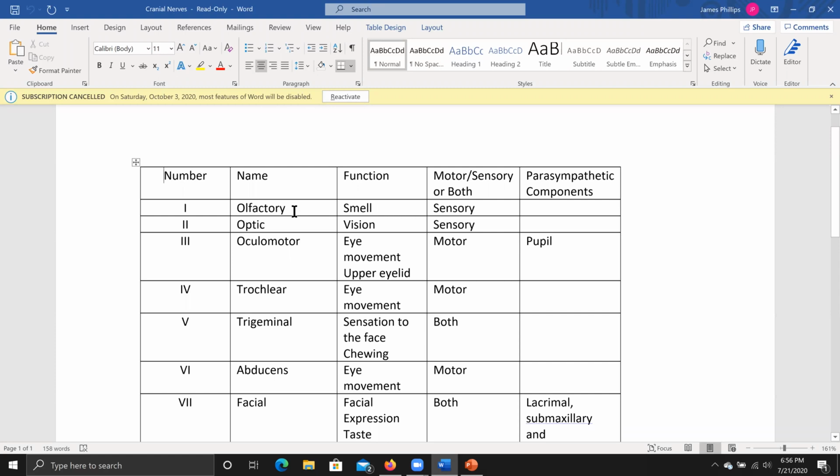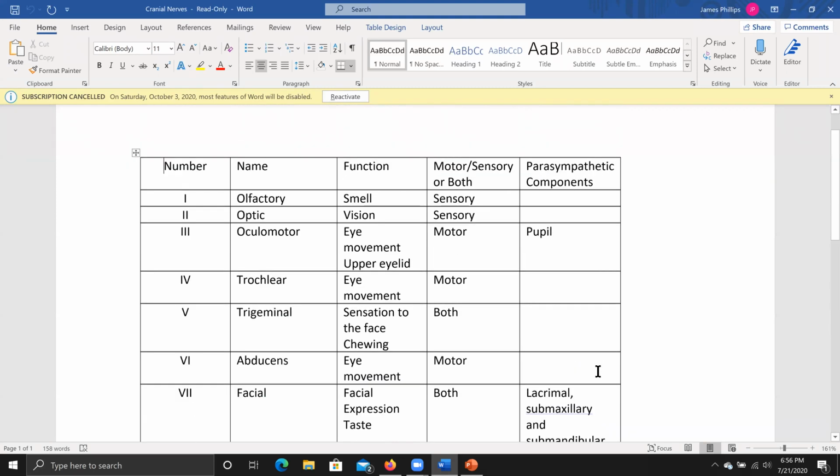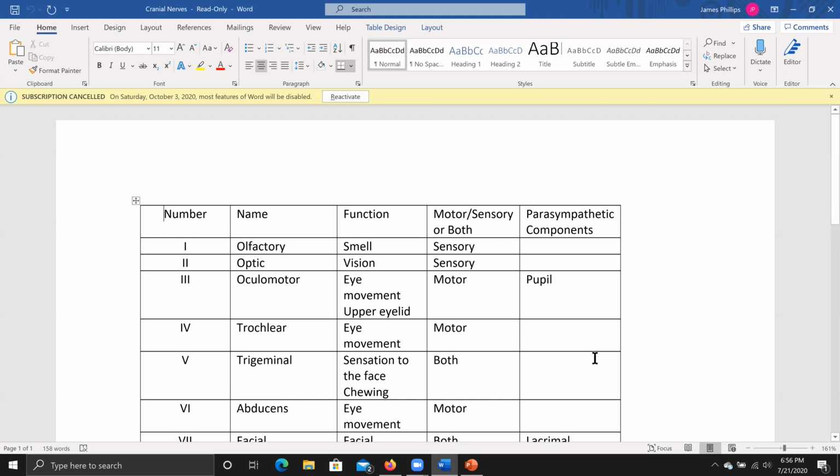Number 1 is olfactory, smell. It is sensory, okay? Does it have a parasympathetic component? 4 of the cranial nerves have a parasympathetic component. I have the parasympathetic components here for the 4 cranial nerves, okay? This was a study sheet I used to give to the face-to-face students because this was usually an extra credit question on the lab practical.